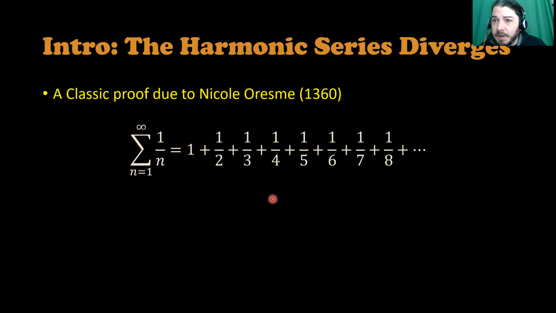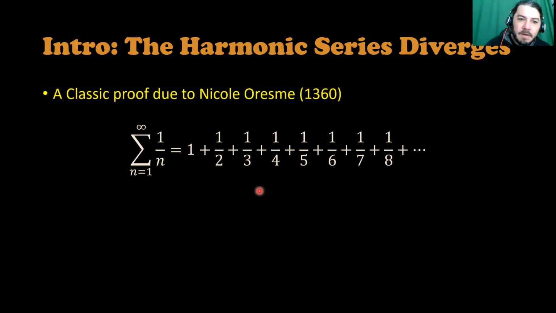So the warm-up here is a special case of the P-series known as the harmonic series, and this is a very famous proof I'm about to show you. I definitely did not come up with this. This is due to a guy by the name of Nicole Oresme in 1360. So this is very old. Like there's the plague going on around then, right?